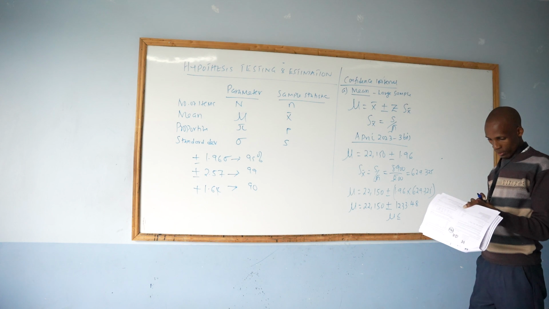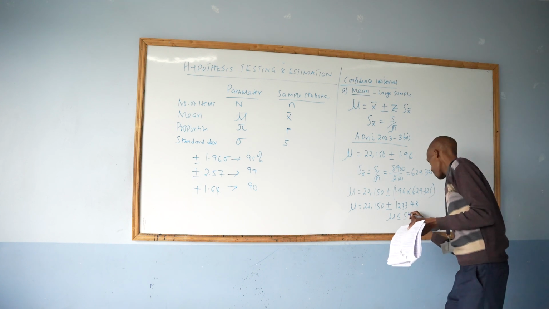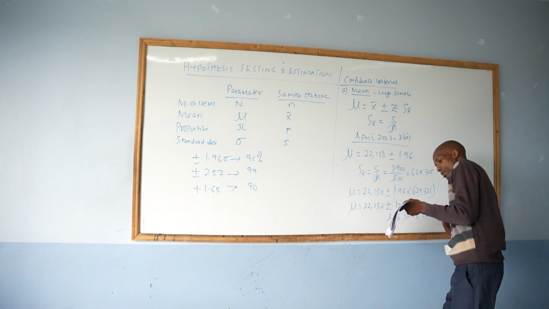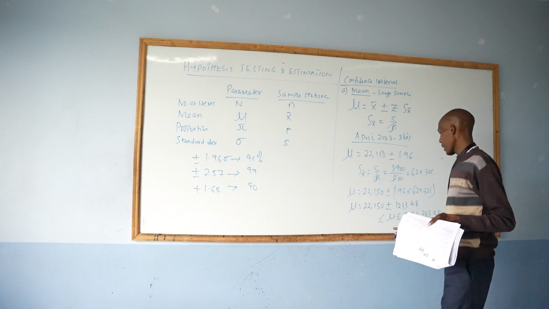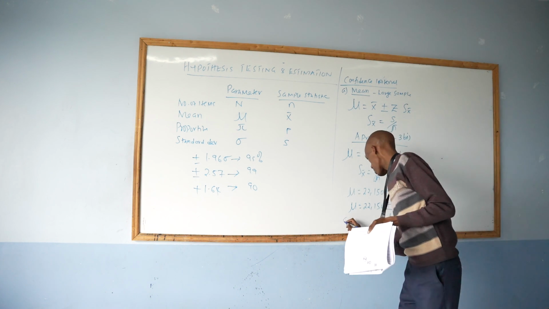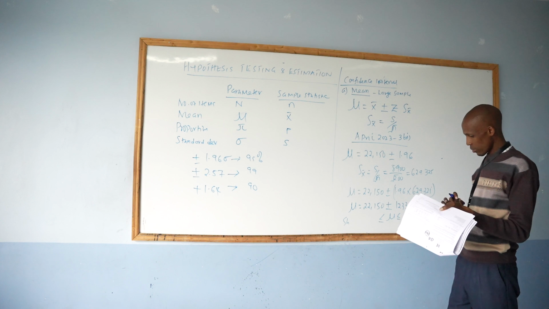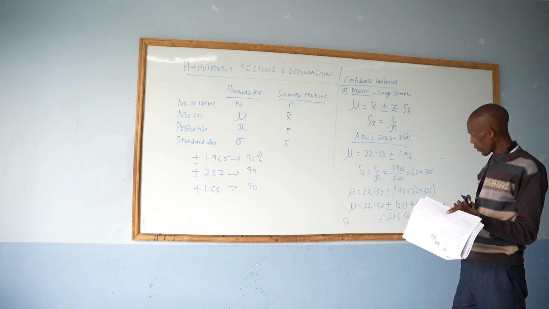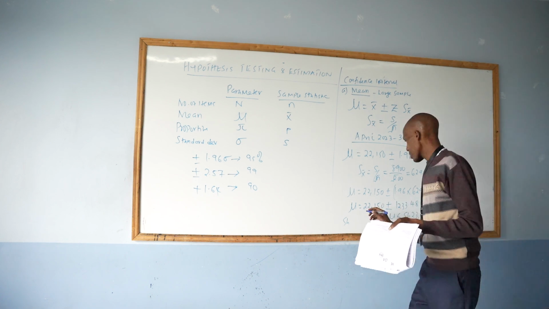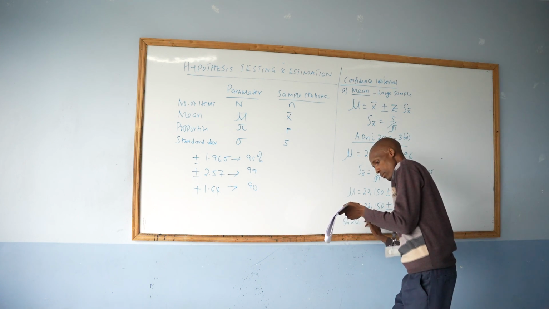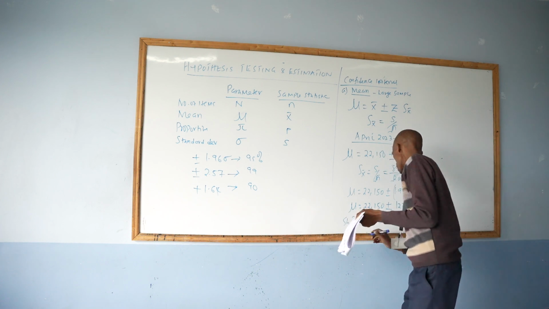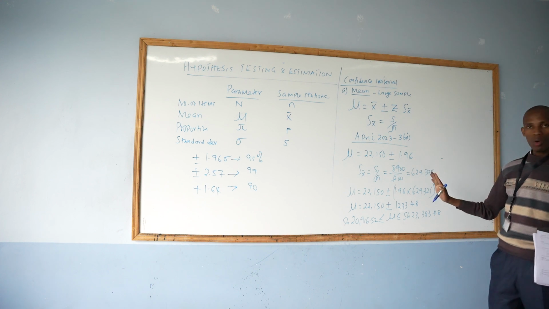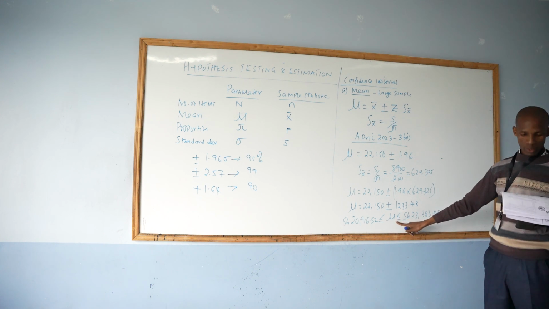So we add to 22,150. You get 23,383.48. And minus is on this side, which means you take this minus this: 22,150 minus 1233.48, you get 20,916.52.